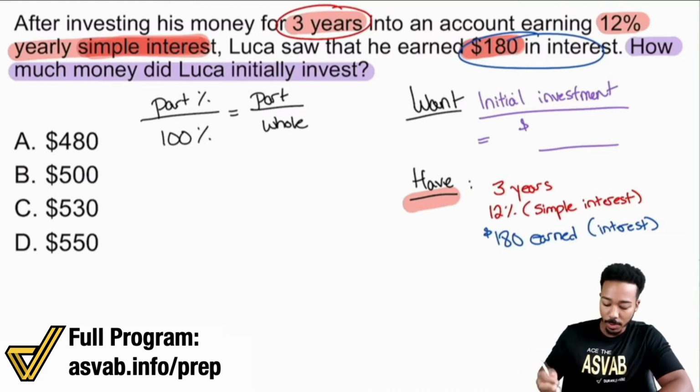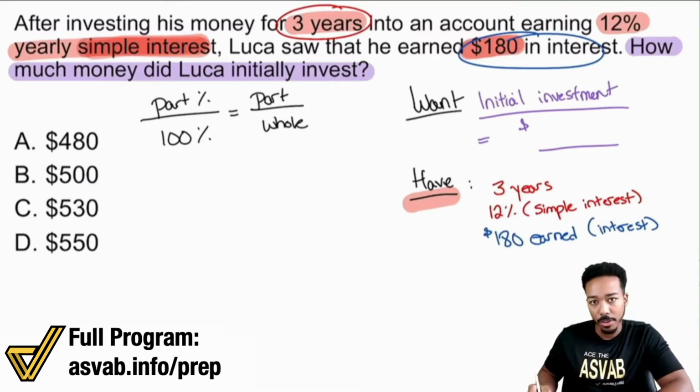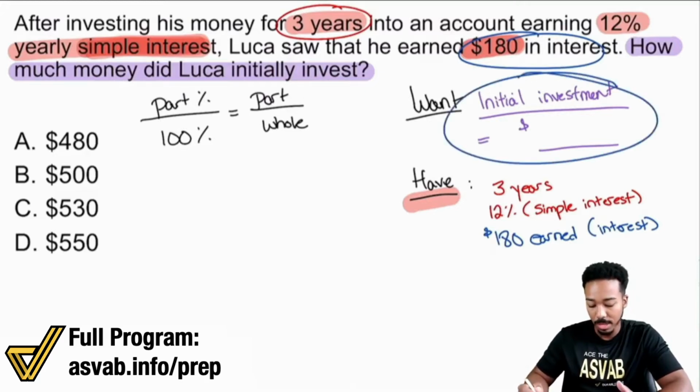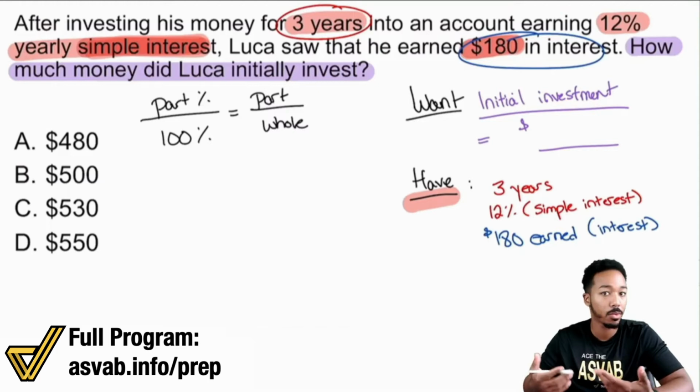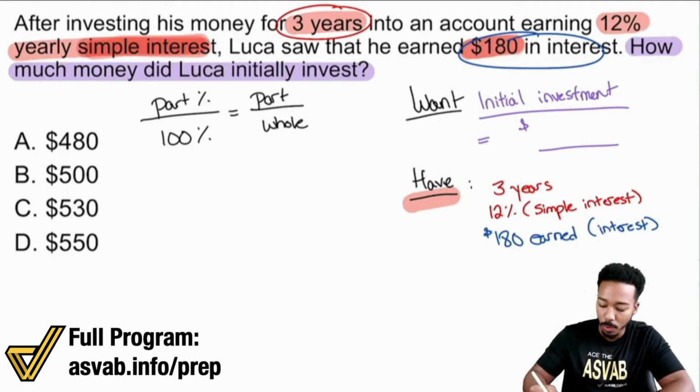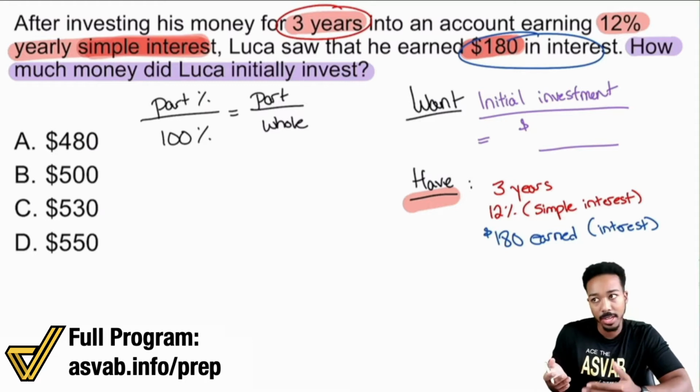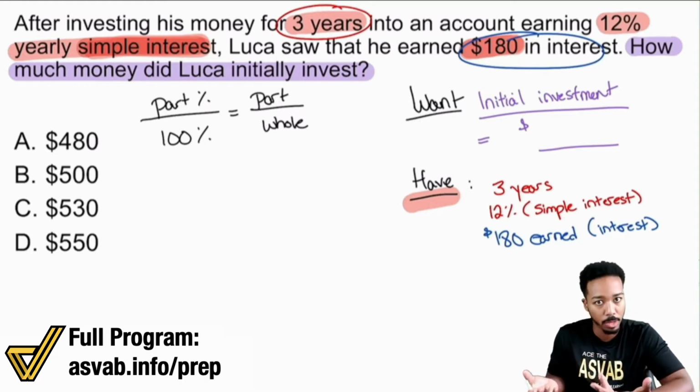So here's how we're going to do this. We're going to ask ourselves, what is that initial investment? Well, that's going to be the whole. That's going to be 100% of what we started with. If you think about it, how much money you put in is the original amount. When you think about percentages, the original amount is always 100%.